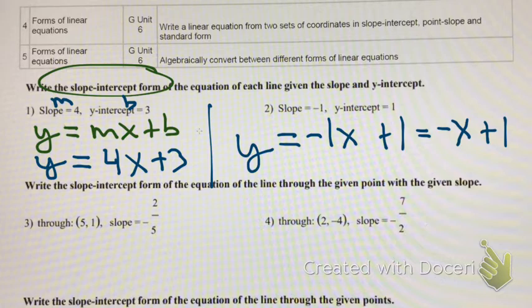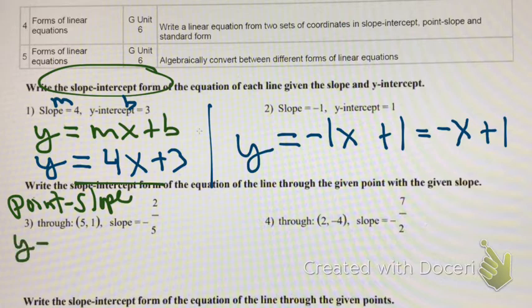Now we come down to this next one. This is where we change gears a little bit. We're not going to write it in slope-intercept form. We're going to write it in what we call point-slope form. All you need is the slope and the point on the curve or on the graph, and you're good to write it. And what that looks like is this. It looks like y minus k equals m times x minus h.